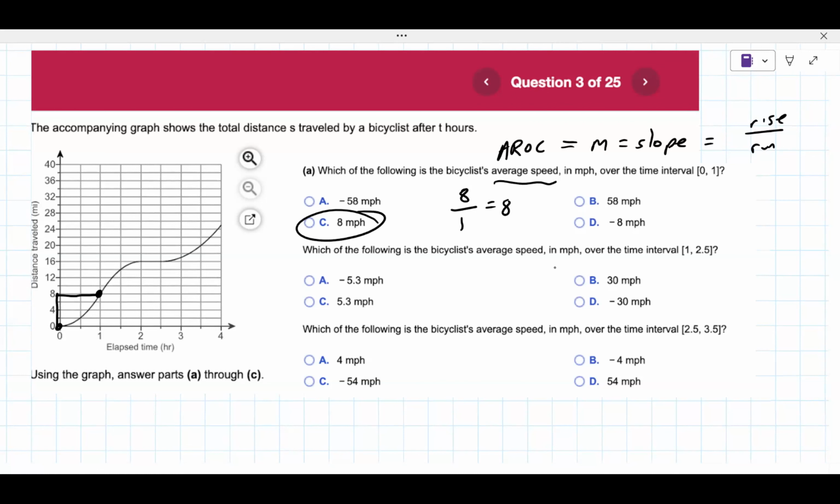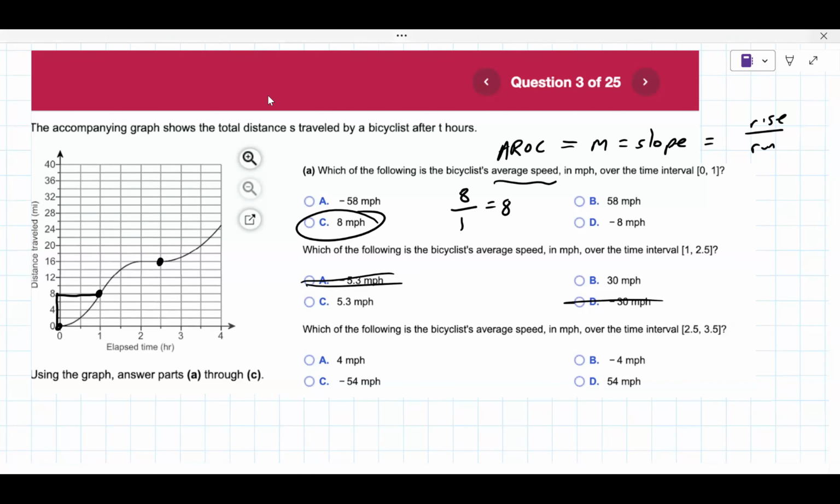So the other thing you should notice here is that this graph is going up into the right, which means all the slopes are going to be positive. So like in the next one here from 1 to 2.5, it's not going to be that one. It's not going to be that one. A and D are out because it's not positive. Now, you do the same thing. You put a point there at 1 and 2.5. And then you just do the same thing.